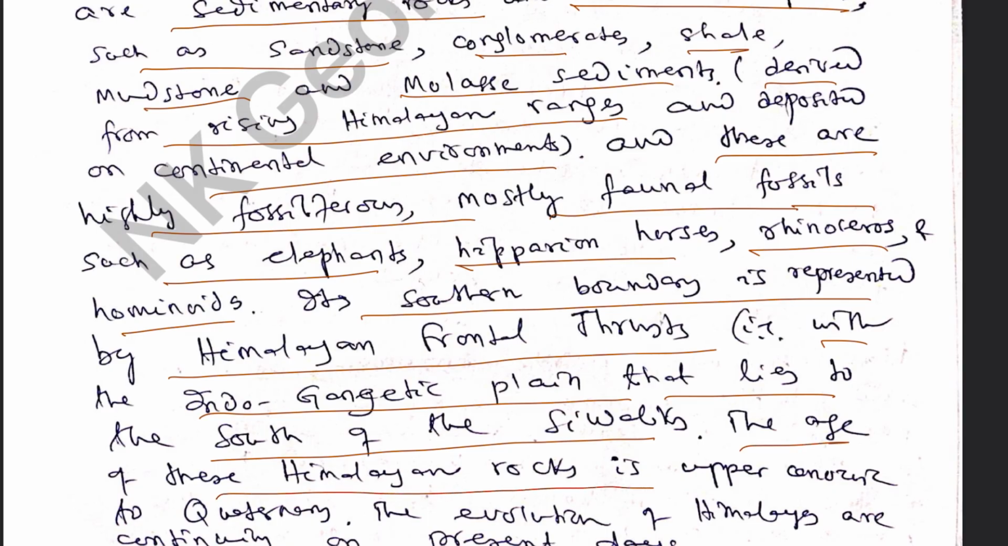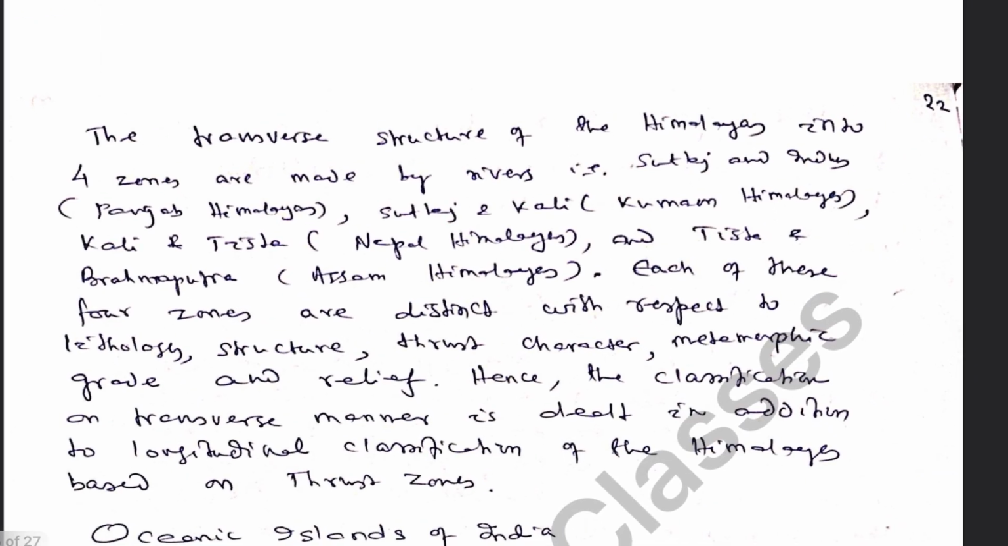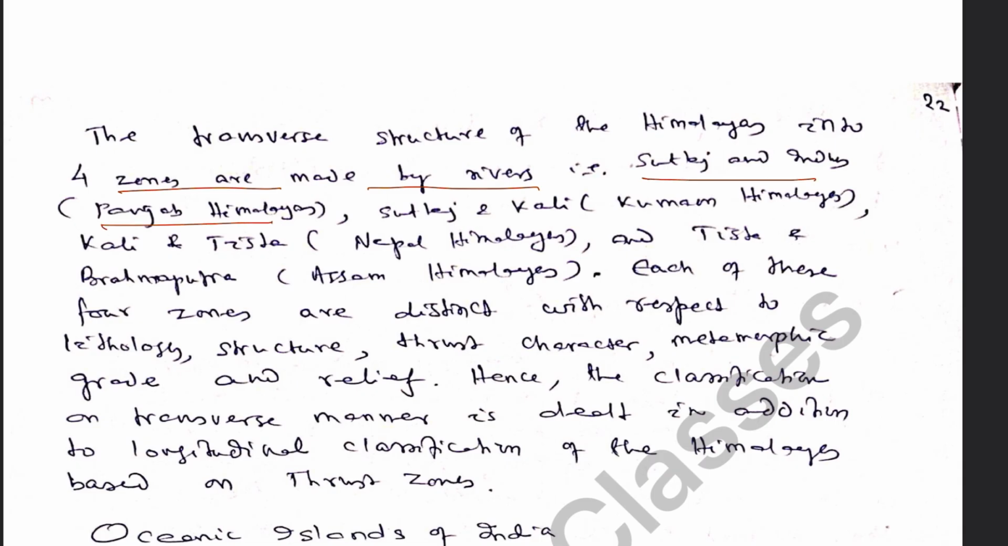The age of the Himalayan rocks is Upper Cenozoic to Quaternary. The evolution of the Himalayas is continuing till the present day. And if you take into account the transverse structure of the Himalayas, they are divided into 4 zones by the rivers. The Satluj and Indus constitute the Punjab Himalayas.